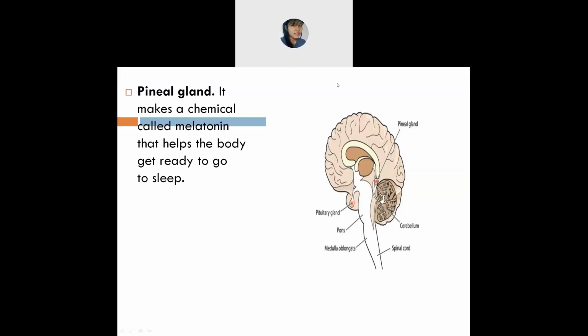Did you understand? Yes, ma'am. This pineal gland is found in the brain. They produce a chemical called melatonin, and this melatonin is responsible for body sleep. Okay.